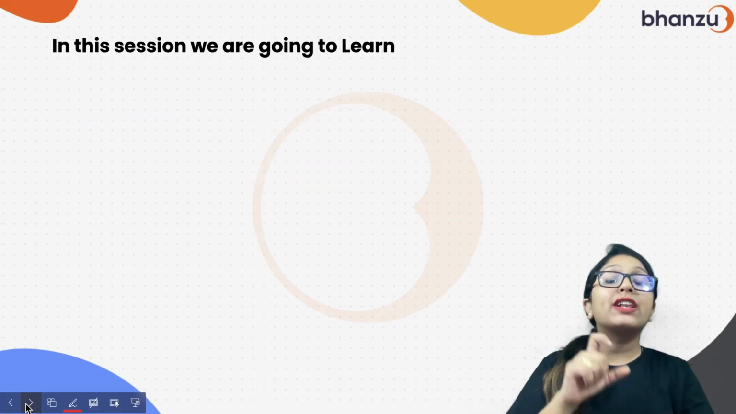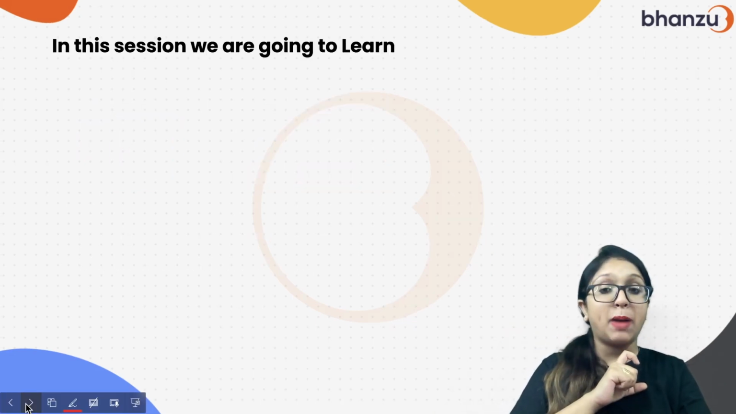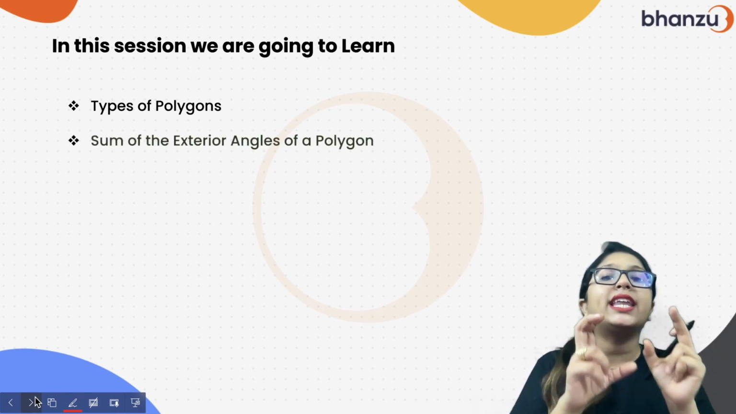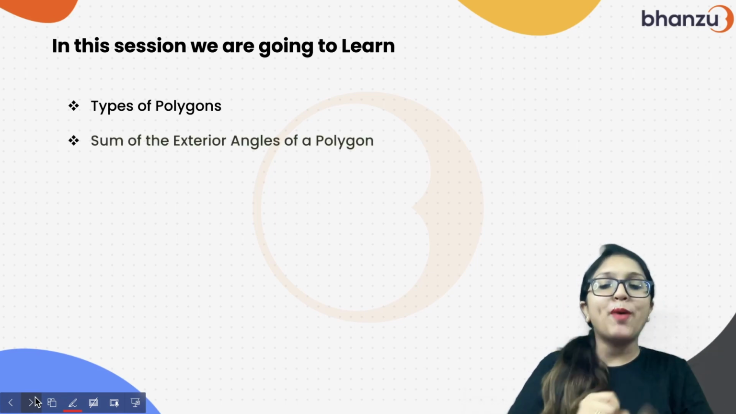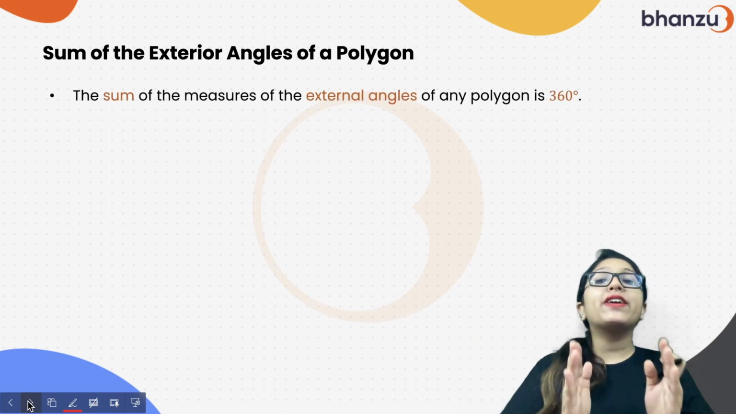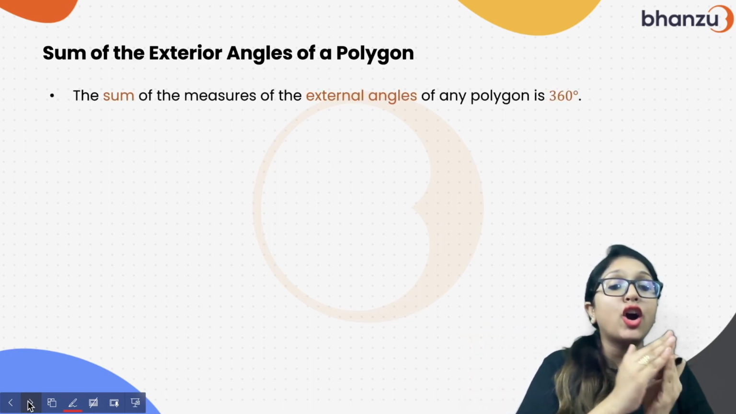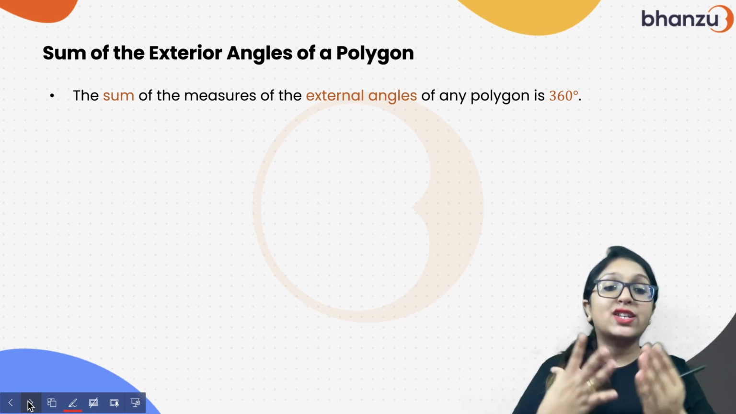Clear? So we will quickly move towards the next part, that is, we will see the sum of the exterior angles of a polygon. So here we can see that the sum of the measures of the external angles of the polygon is 360 degrees.